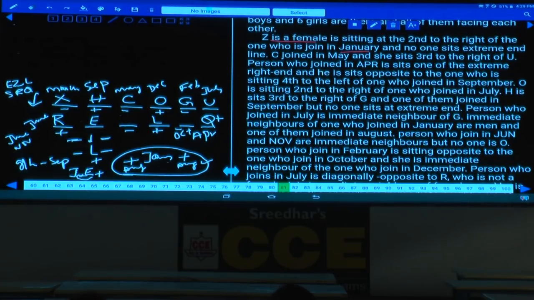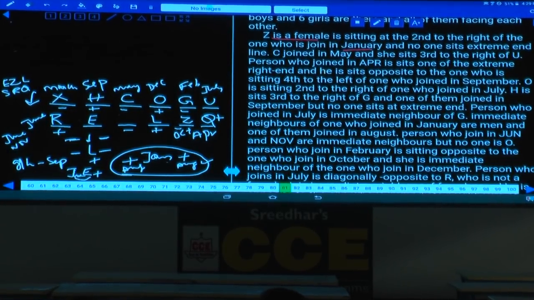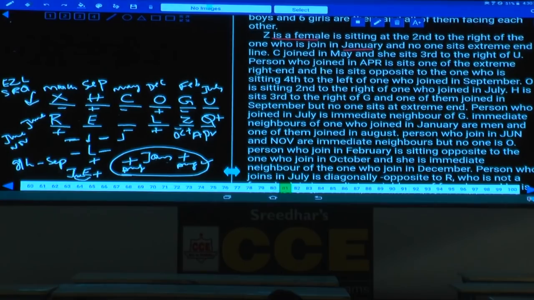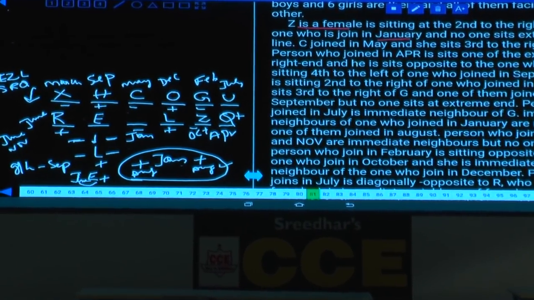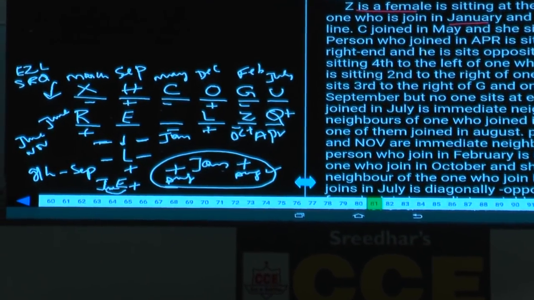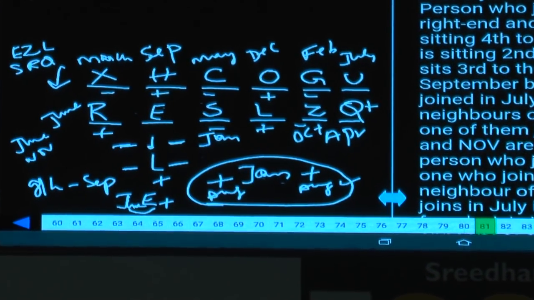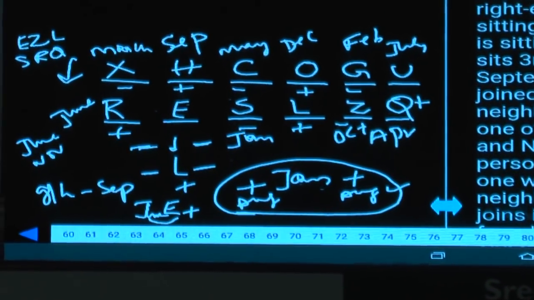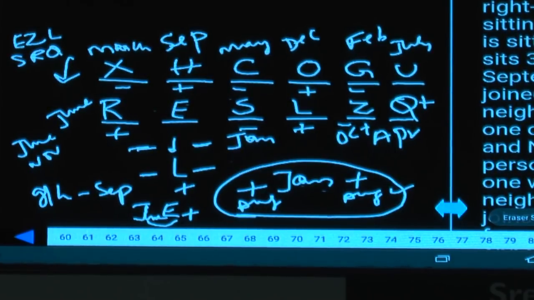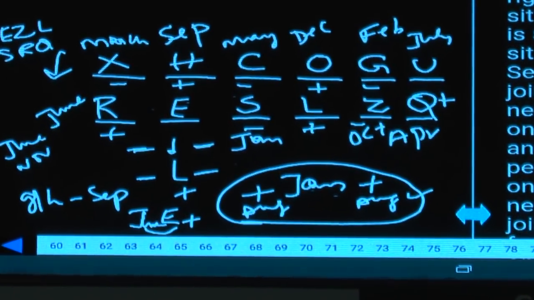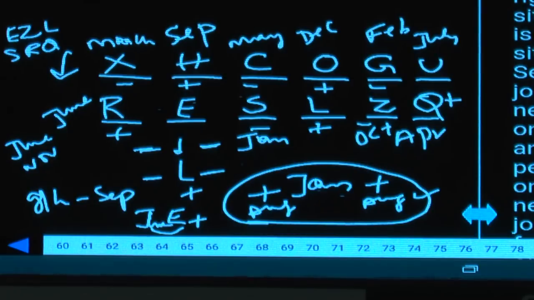If Z is here, then whoever is Jan, who will be from Jan? This person must be Jan. And as this person is from Jan, who is that person? L, Z, Q, R, E. And who is the person left over? S is the person left over. Done with this? Now let us check out the conditions once again. Then this person is Jan, opposite L's neighbors.